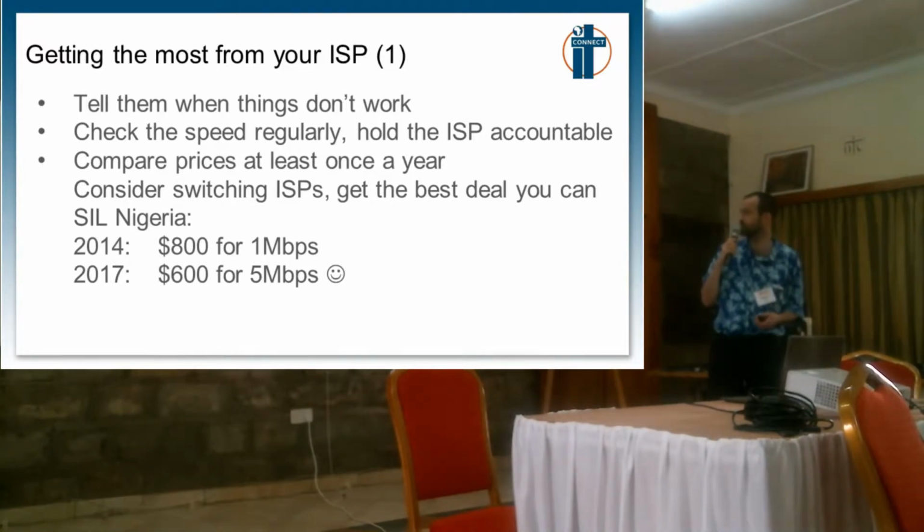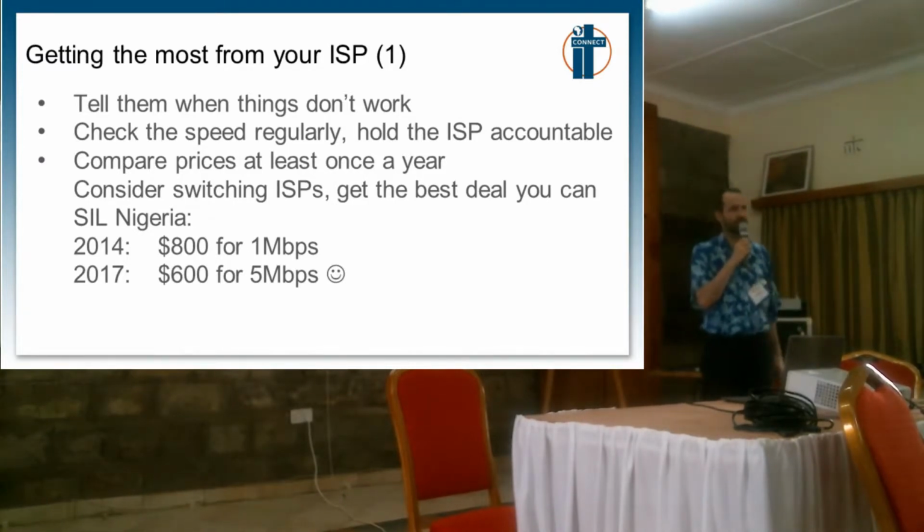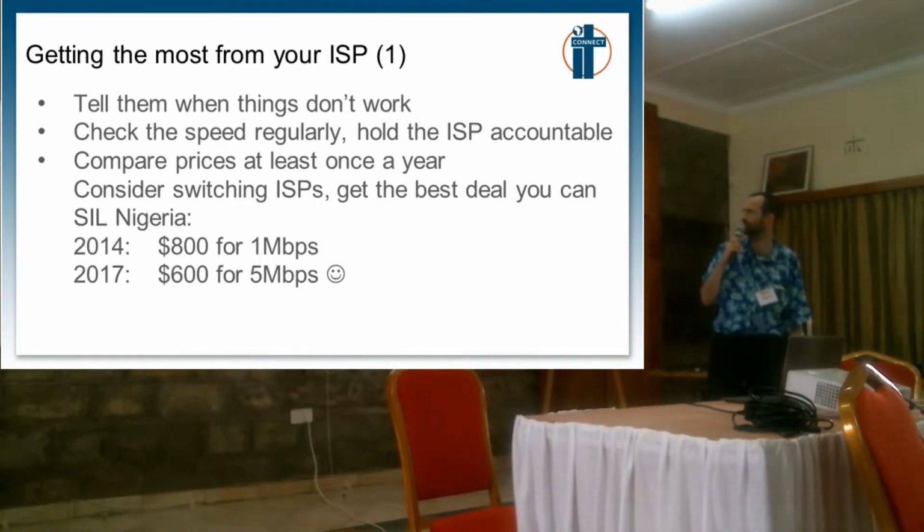So comparing prices, these are the figures that we had in Nigeria, 2014. You see we're paying $800 for 1 megabit. 2017, we're paying $600 for 5 megabits. So things are getting better. Part of that is because things are just improving slowly but surely. Part of it, I think, is because we were nagging our ISP and saying, hey, why are you giving us this when I can get this from another provider? This kind of better deal or cheaper deal. So yeah, that's part of the way of getting a good deal for your internet connection.